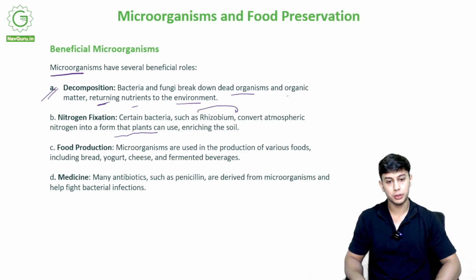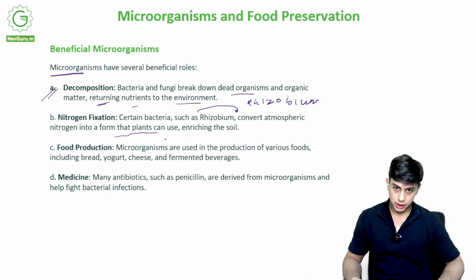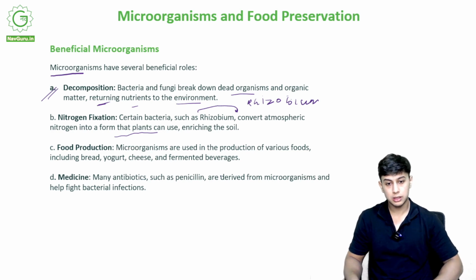Always remember rhizobium. This is very nutritious for the soil, okay. This will help the plant grow a lot. Nitrogen is used to make fertilizers, and if this bacteria can help convert the nitrogen in the atmosphere into some useful products, then it is very well. Now food production.